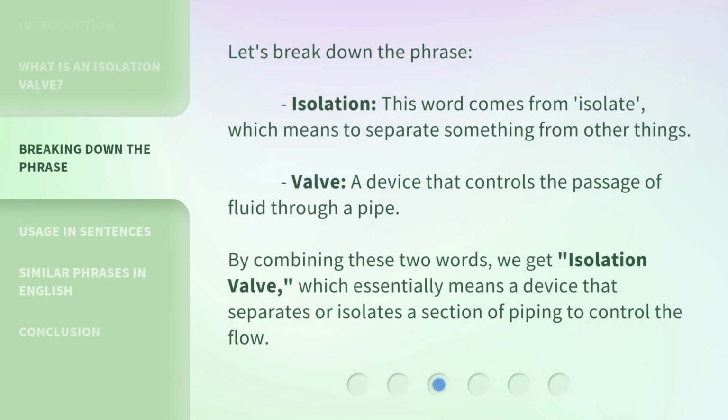Let's break down the phrase. Isolation comes from isolate, which means to separate something from other things. Valve: a device that controls the passage of fluid through a pipe. By combining these two words, we get isolation valve, which essentially means a device that separates or isolates a section of piping to control the flow.